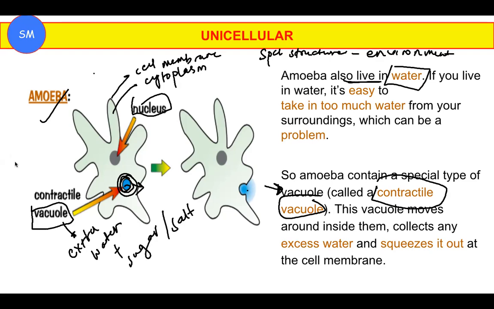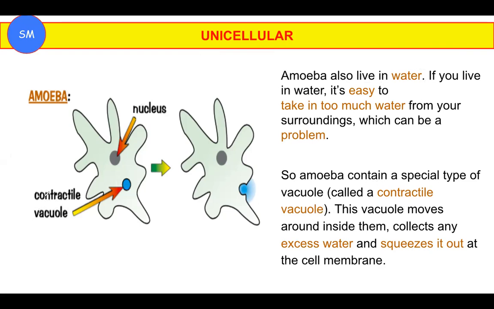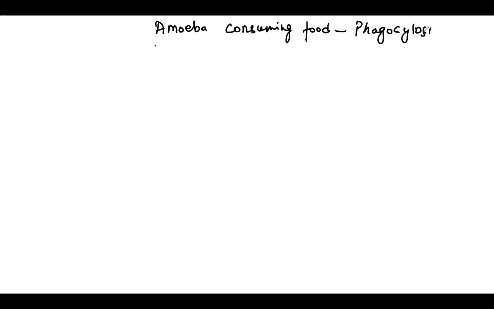Moreover, we will see one more important thing that is always asked in your exam: how the amoeba takes its food, or consumes its food. This will be our next topic. Amoeba consuming food, what is this process known as? This process is known as phagocytosis. Just like photosynthesis is plants making their own food, amoeba taking or consuming its food is known as phagocytosis.